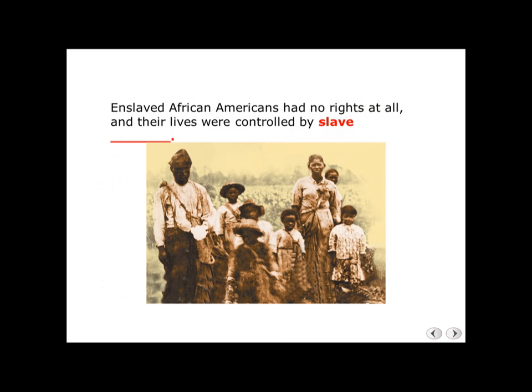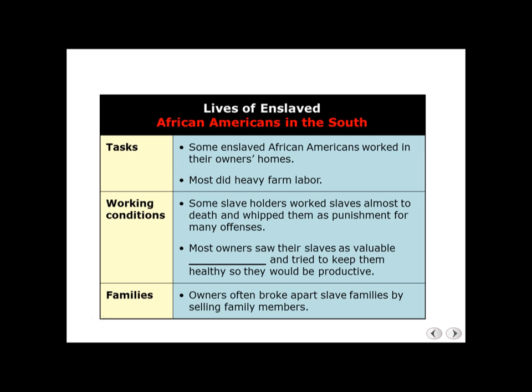Enslaved African Americans had no rights at all, and their lives were controlled by slave codes. These were strict laws governing slaves. The lives of enslaved African Americans in the South.